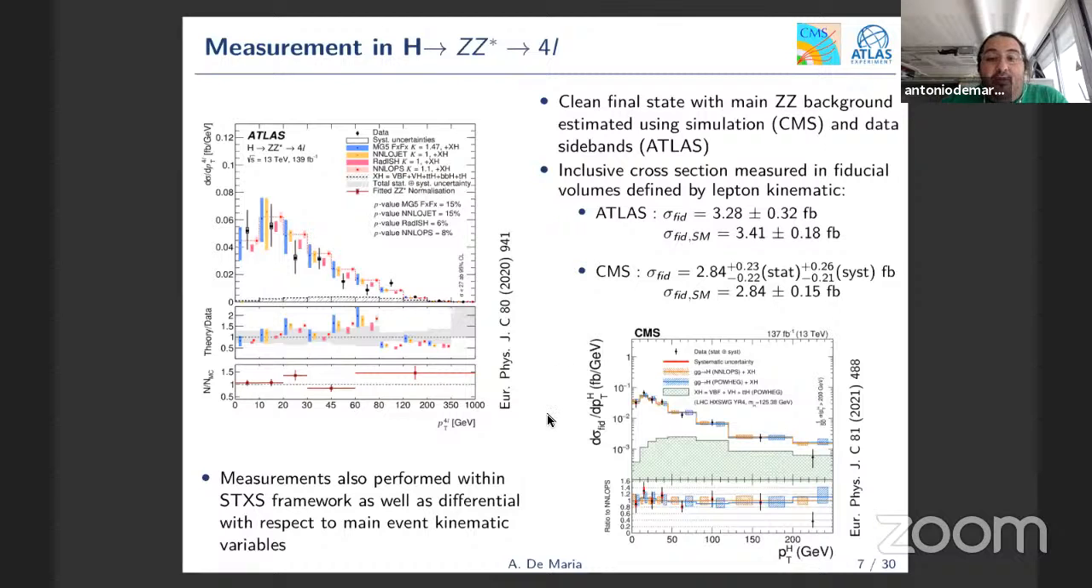I was mentioning for gamma gamma that we have both STXS and also differential measurement. So talking about the differential measurement, you can see a nice example here on this slide in which you see the cross-section versus the reconstructed pT of the Higgs boson or the four-lepton system. And you can actually see that we have also in this case quite a good agreement with the standard model prediction.